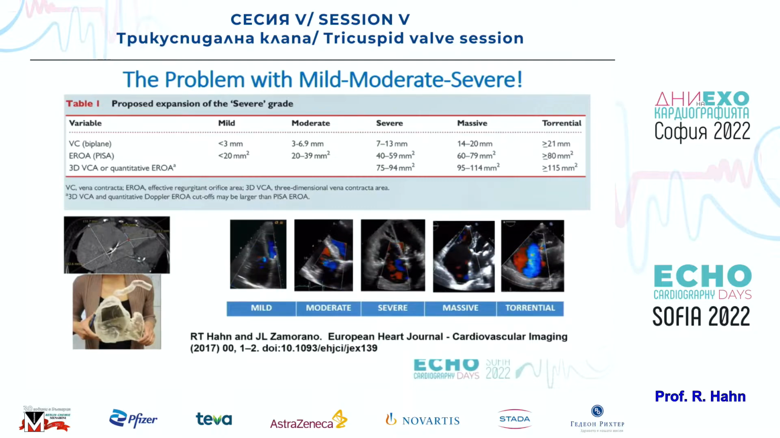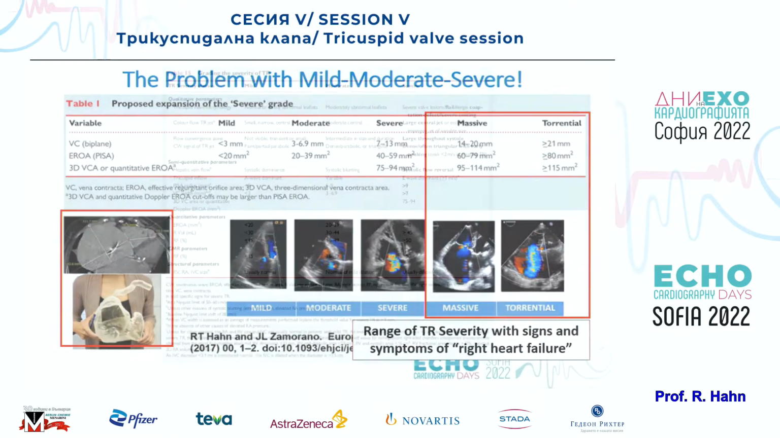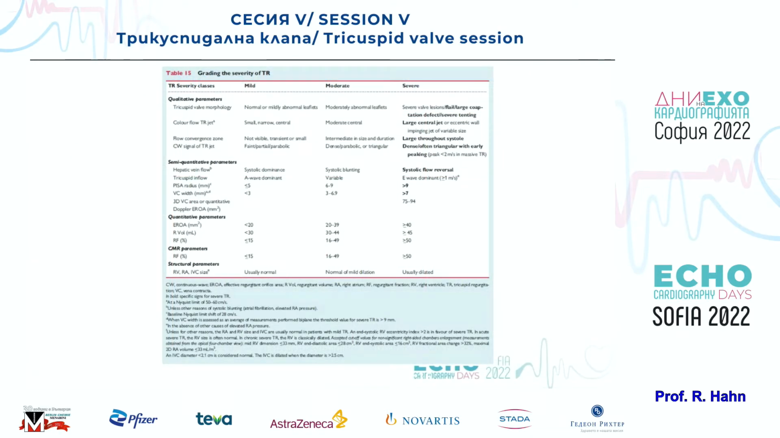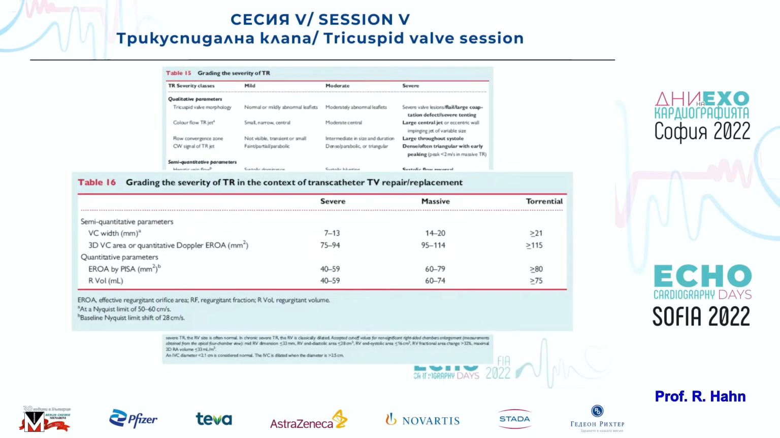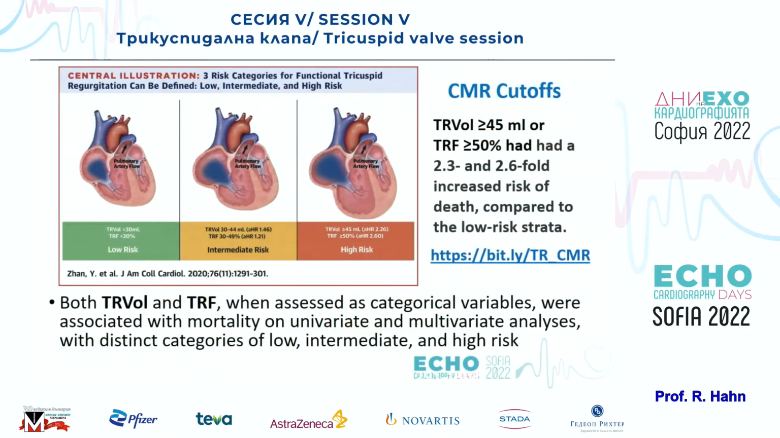Now, the problem with the patients that we see, the ones that present with right heart failure, is that they have far greater severity of regurgitation than severe. They have what we now term massive and torrential. Now, these terms have made it into the new European guidelines. Indeed, this has been suggested by Patrizio Lancellotti when he presented these guidelines at EuroEcho, stating that the further categorization into severe, massive, and torrential is important for those patients who are being considered for interventions.